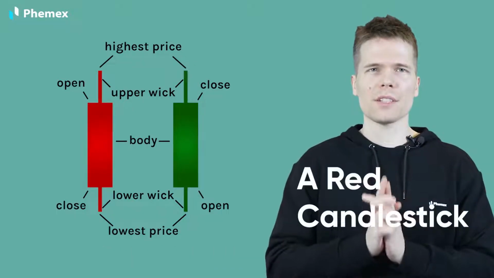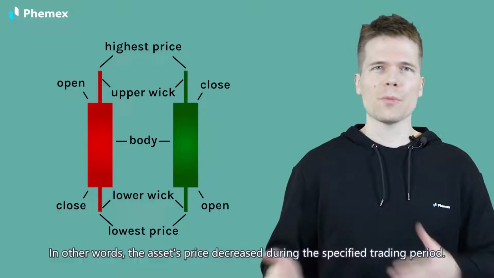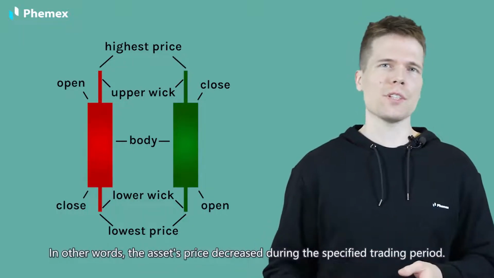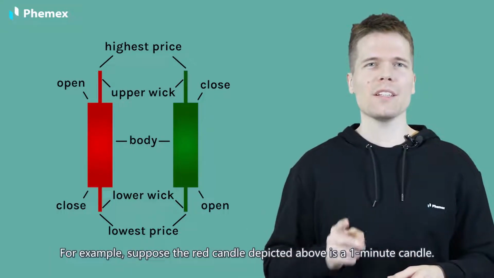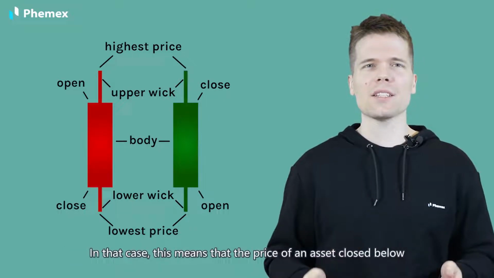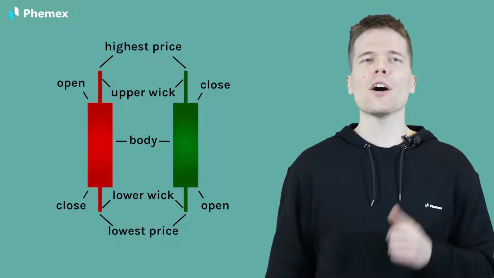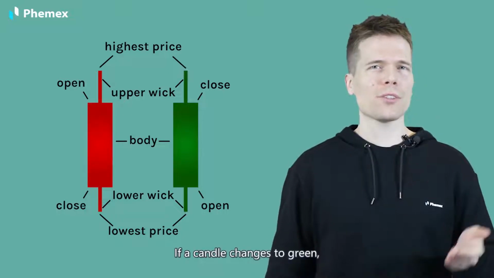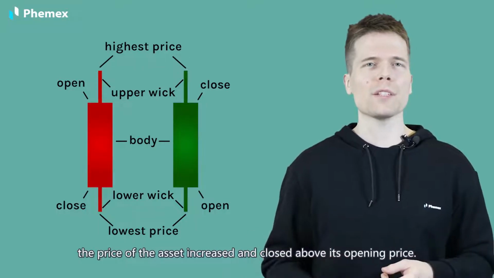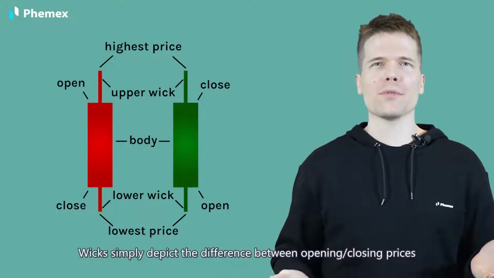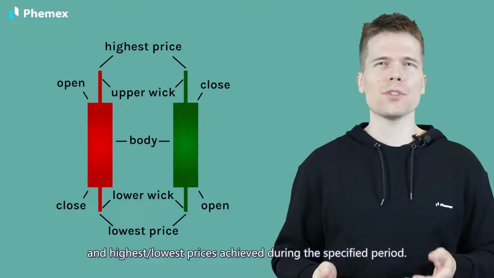A red candlestick. A red candle shows that the closing price was below the opening price. In other words, the asset's price decreased during a specified trading period. For example, suppose the red candle depicted is a 1-minute candle. In that case, this means that the price of an asset closed below where it had opened 1 minute ago. A green candlestick. If a candle changes to green, the price of the asset increased and closed above its opening price.